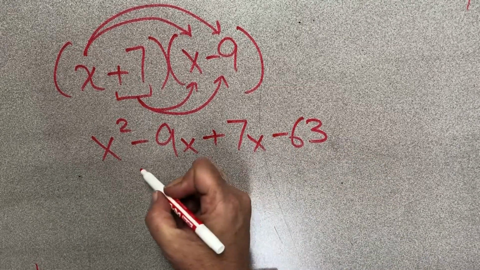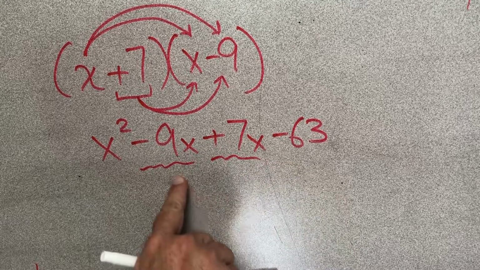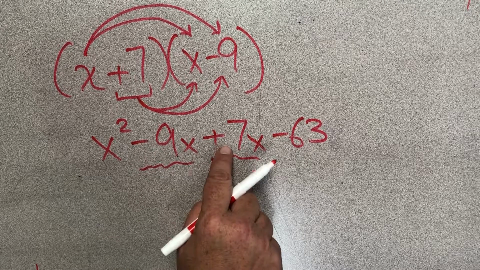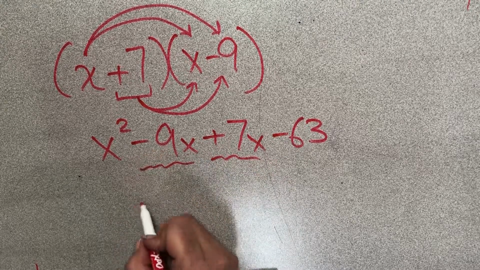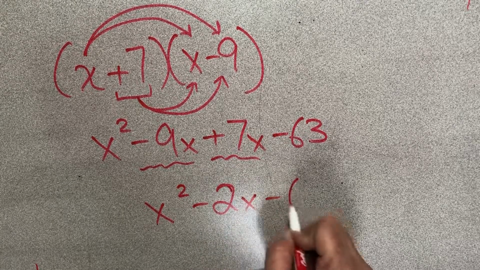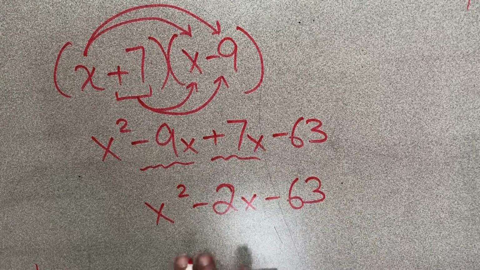Just like the last problem, the two middle terms have an x, and you combine like terms by adding or subtracting. I have different signs, so I'm going to subtract and keep the sign of the bigger one. That is my answer.